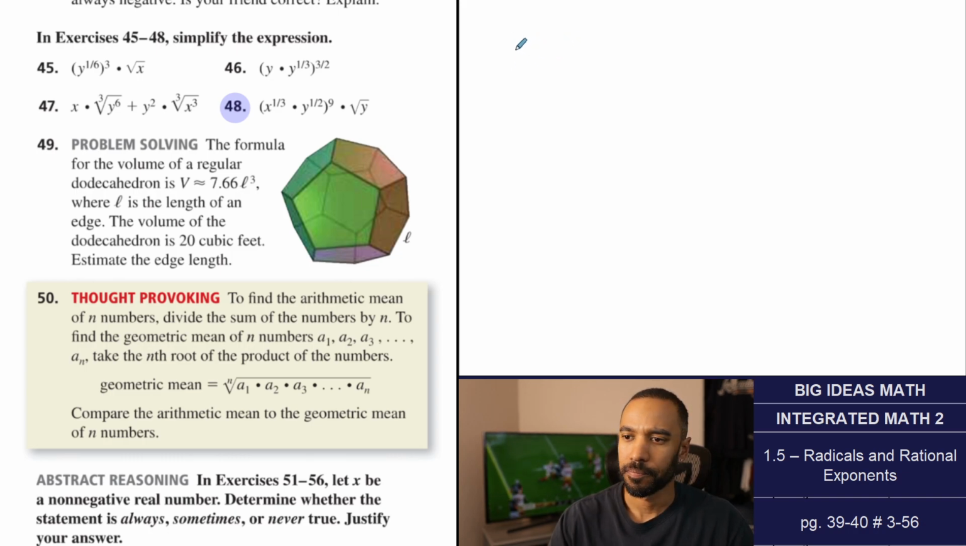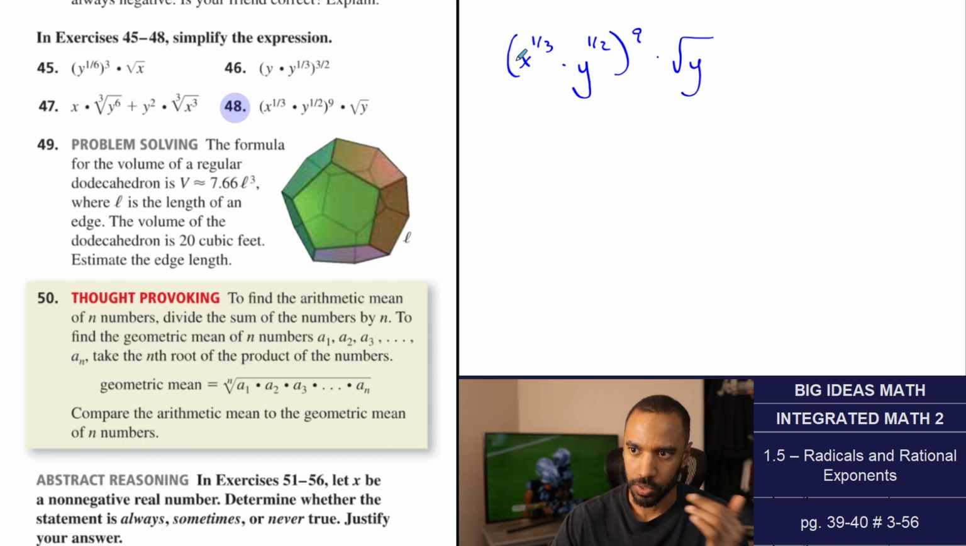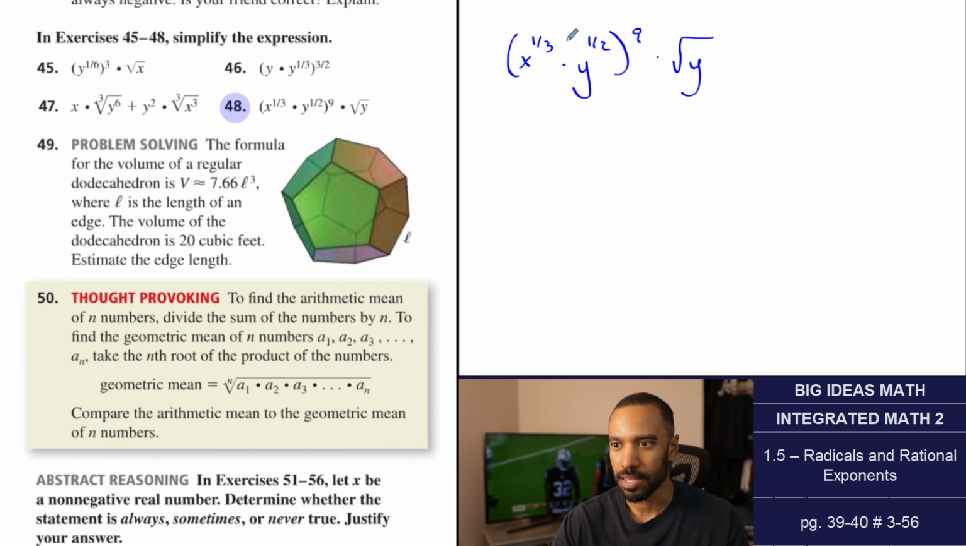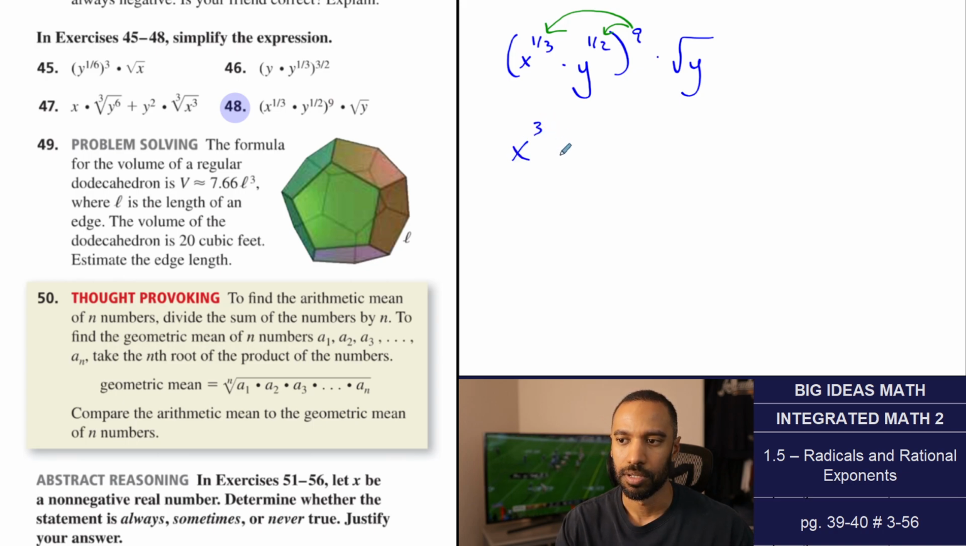Lastly, number 48, we have x to the 1/3 times y to the 1/2 to the 9th times the square root of y. Now again, it's one of those things. Would you rather work with this as it is? I guess so, yeah, when it's power of a power. These can't combine. We won't try and add these different bases. So this time we have to apply the 9 to both of these. So x to the 1/3 to the 9th is x to the 9/3, which is x cubed. Y to the 1/2 to the 9th is y to the 9/2. That can't reduce. And this has the square root of y.